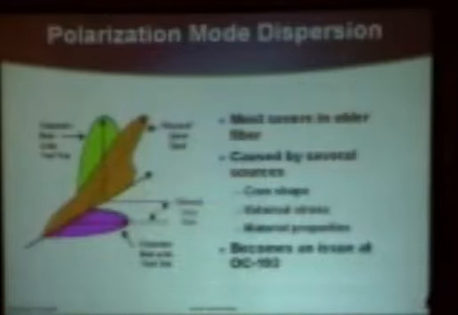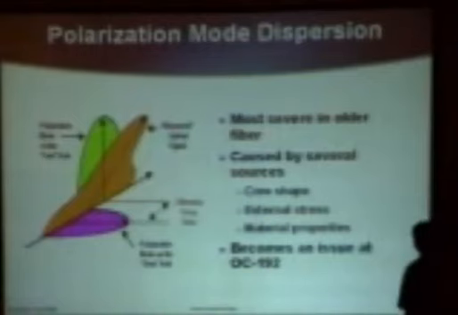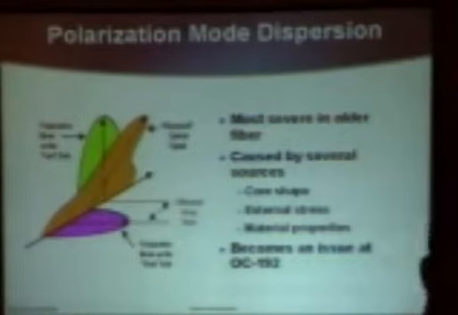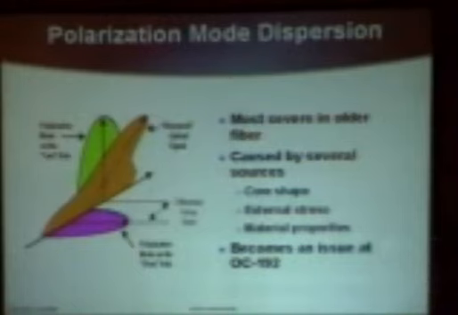There's all kinds of problems. I'm going to just show you a couple. Another one that you may have seen come up when people started talking about OC192 systems was a problem called polarization mode dispersion. Even in single mode fiber, there are two polarizations, vertical and horizontal, if you will.